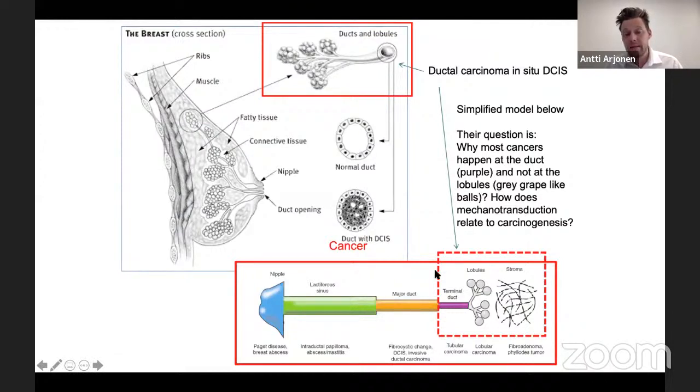This kind of questioning requires 3D printing. Otherwise, we cannot mimic the same situation that we have on a plastic. So we need to 3D print the same kind of environment that we have in a human breast. Otherwise, the results would not be convenient. So we have the nipple, we have the ductal part, and then we have the lobules that produce the milk. And then we have the stroma.